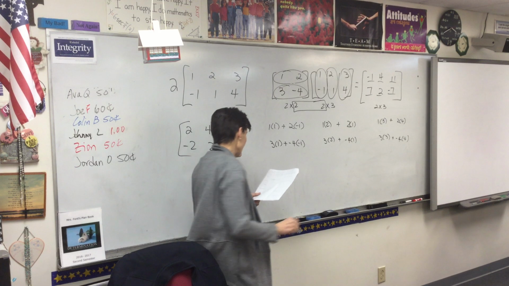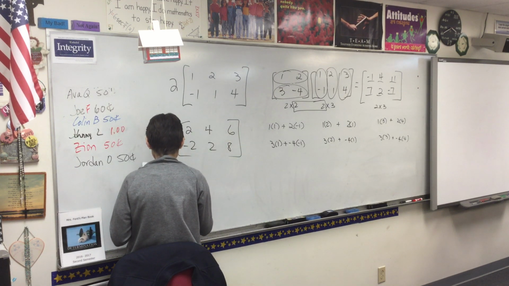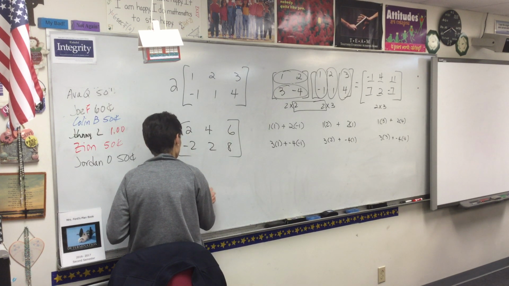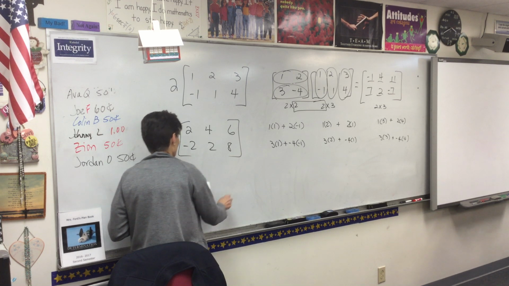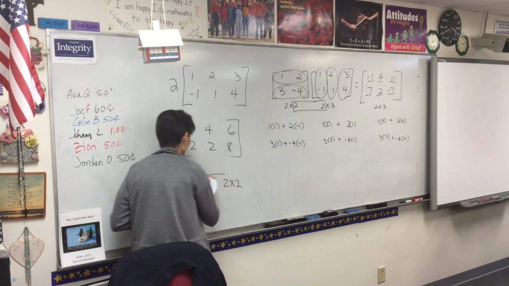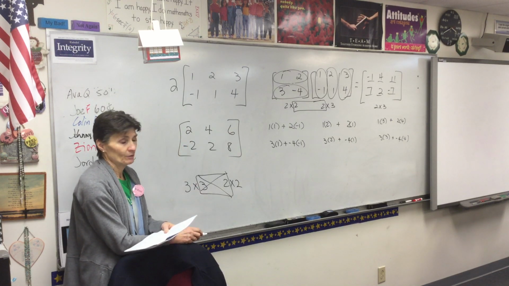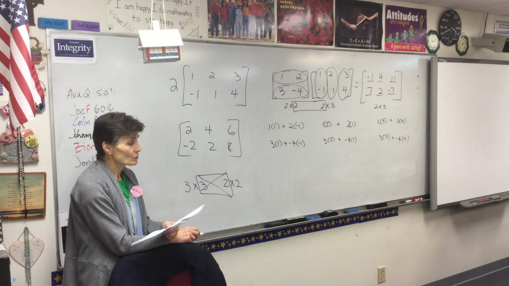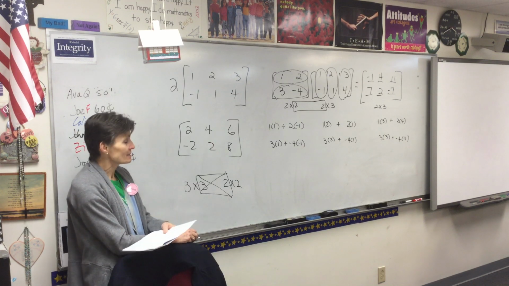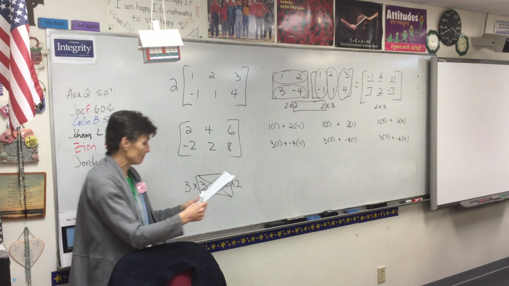All right, what about E? Multiplying B times D. No solution. B is a 3 by 3, but D is a 2 by 2. These don't match, so that is another can't do. No solution, impossible, empty set, however you want to indicate it.